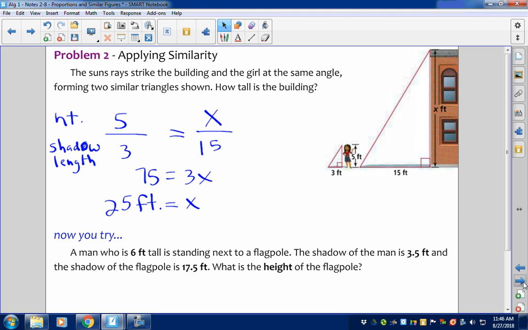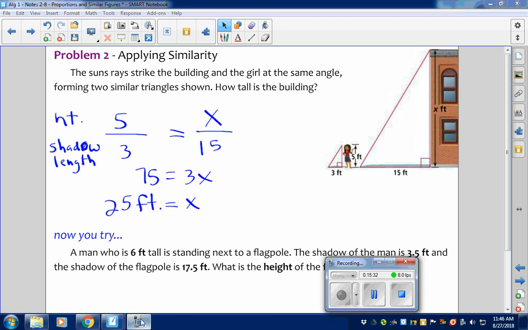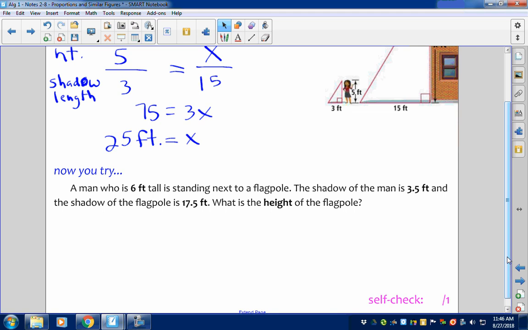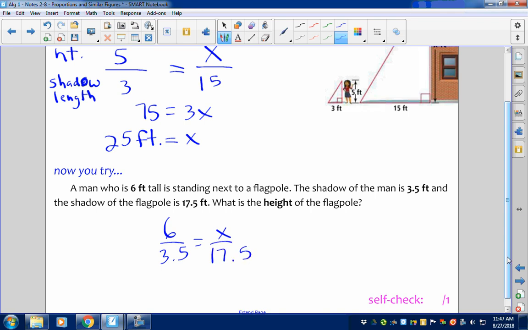See if you can set up the next one. Why don't you try the next one on your own? Alright, we're on a Monday schedule here, so I'm going to show you the setup. 6 is to 3.5 as x is to 17.5. That's the setup, just to make sure you got that set up, and then x equals 30 feet here. So hopefully you got 30 feet when you set that up.